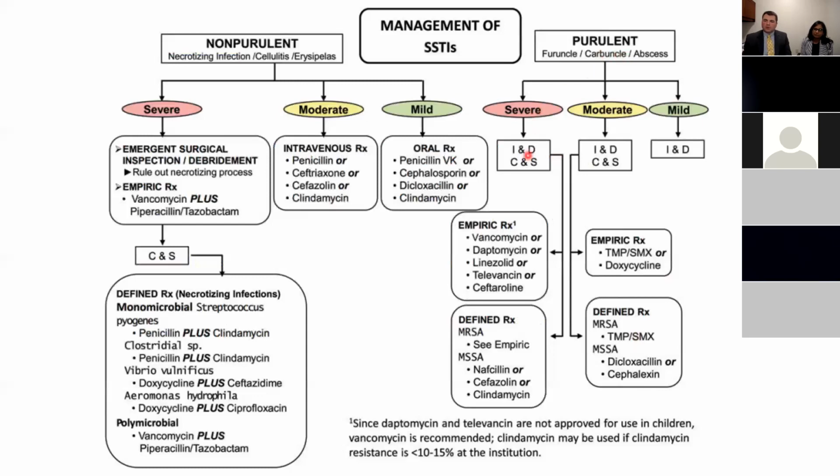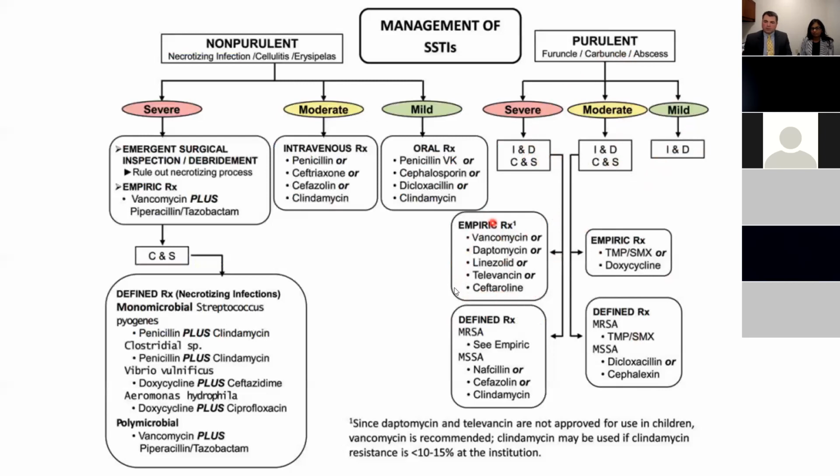So severe, I&D plus culture and susceptibility. So empiric treatment, you'll see that for mild, it's I&D with no antibiotics. Moderate, you can give PO antibiotics, and severe, IV antibiotics. So you have vancomycin, daptomycin, linezolid. Ceftaroline is a 5th generation cephalosporin, the only cephalosporin that works against MRSA.